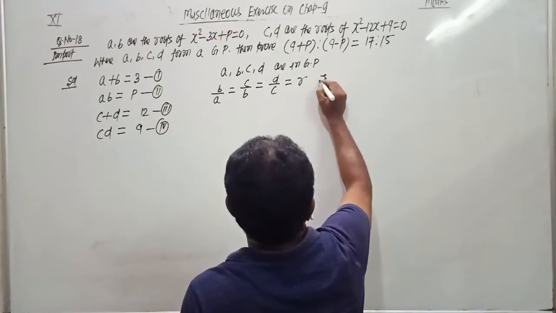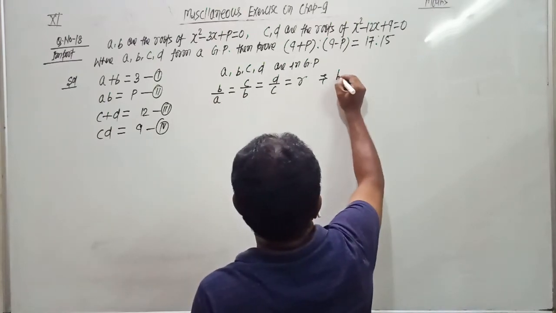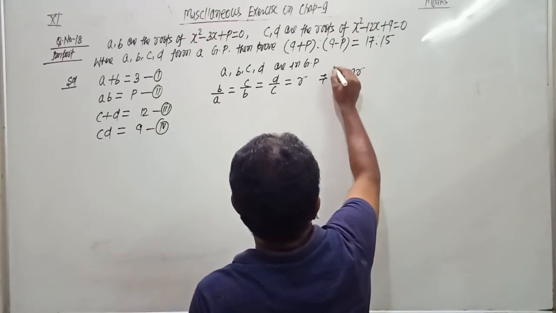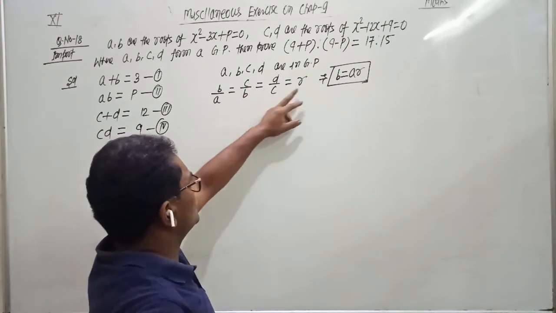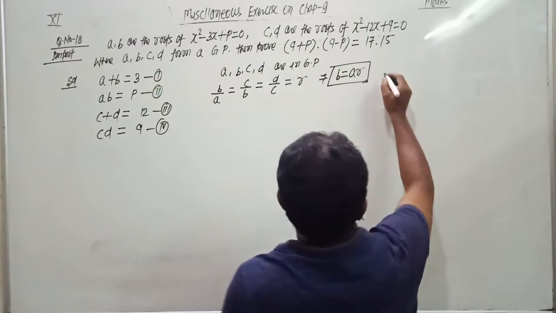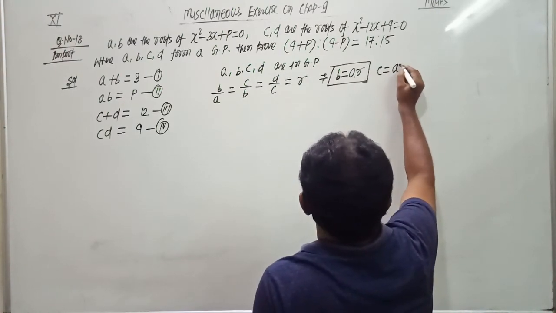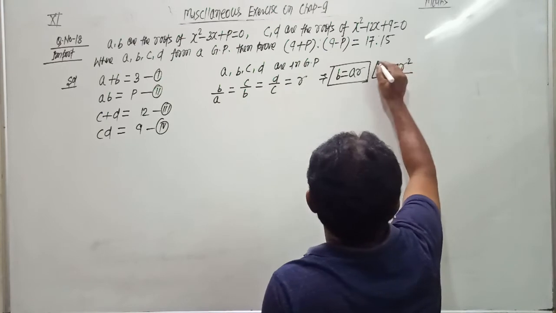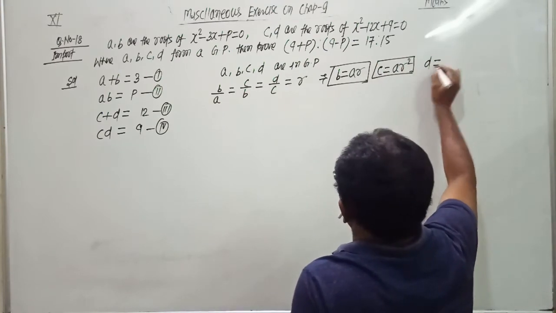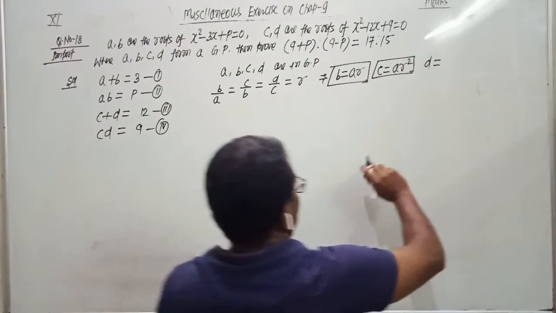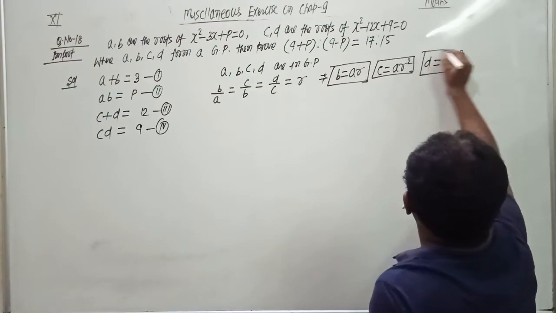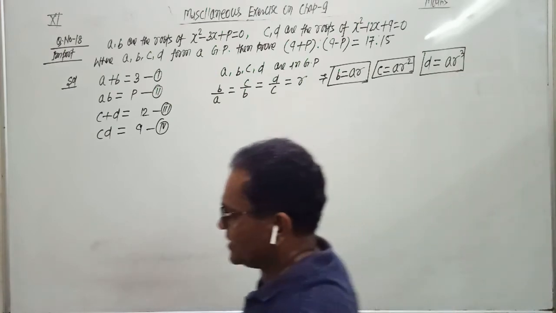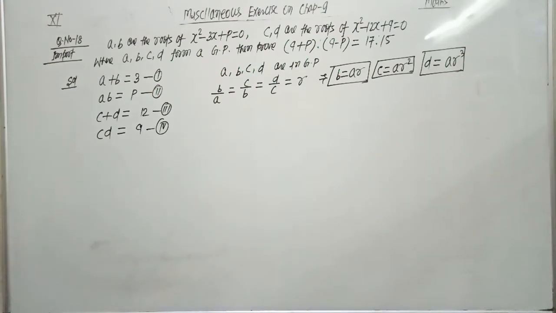Then we find the value of B equals to A into R. C by B equals to R, so C equals to BR, and put the value of B, then we get C equals to AR square, and D equals to C into R, put the value of C, so D equals to AR cube. So we find the value of B, C and D in terms of A and R.